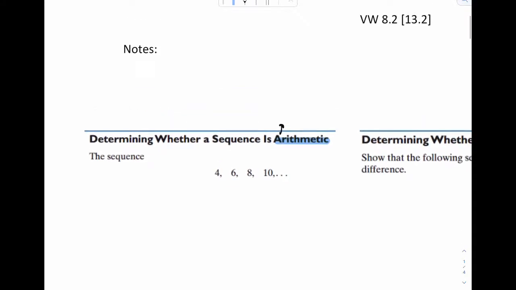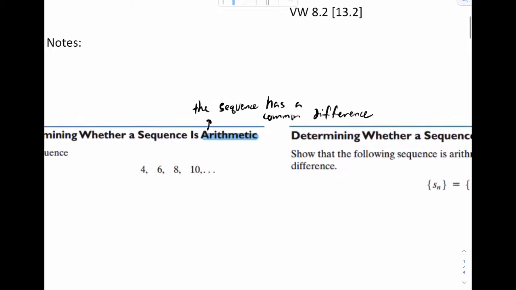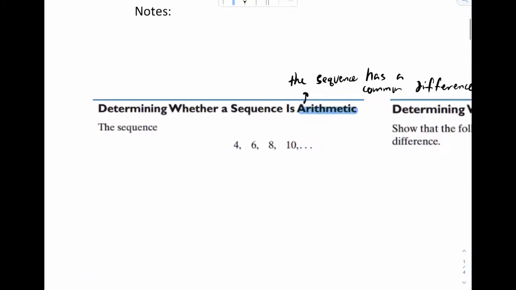Essentially, it's going to be arithmetic if the sequence has a common difference. In short, you want to think of it as a linear sequence. Things that are linear are considered arithmetic. So our first example here, let's take a look.